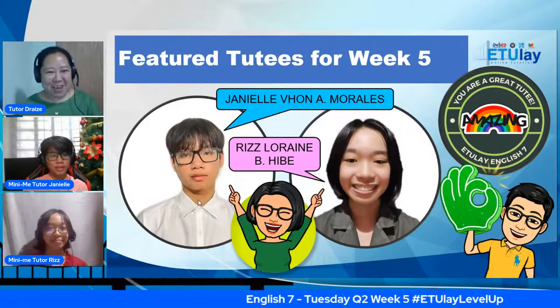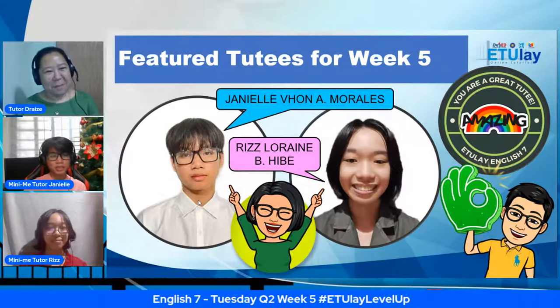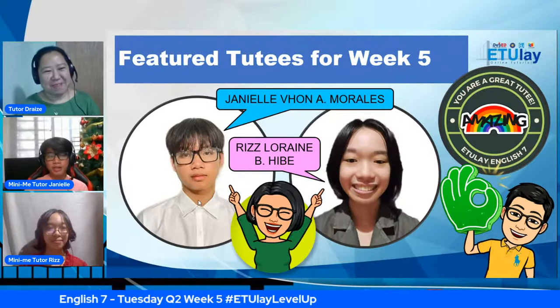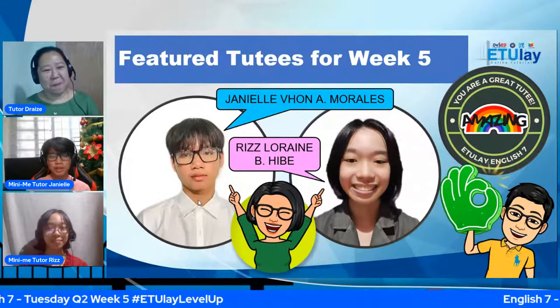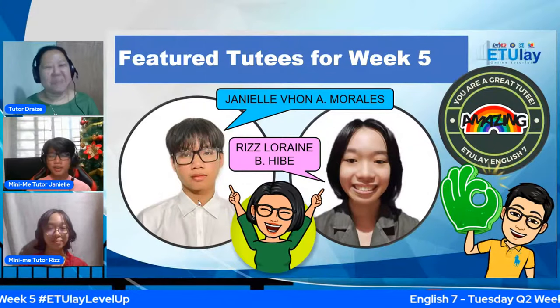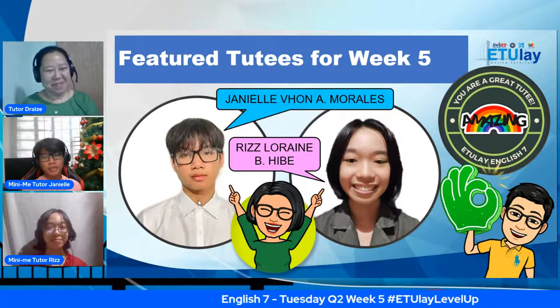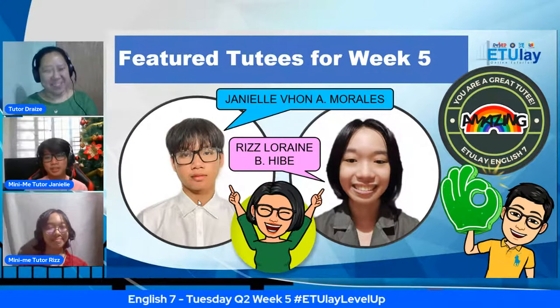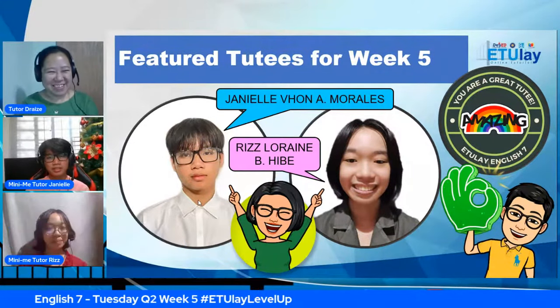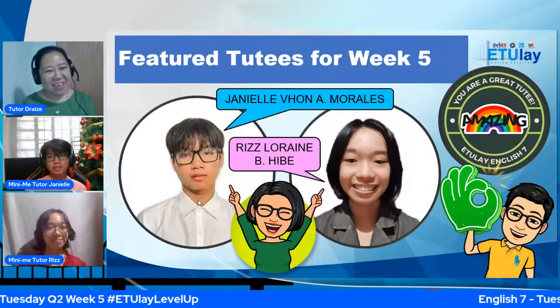Hello everyone, my name is Janiel Von A. Morales, but you can call me Kuya Von, a grade 10 student from Mangaan High School, an SSG secretary, and an editorial chief in our newspaper, and your mini-me tutor for today. Okay, that's good. Let's now have Ate Reese.